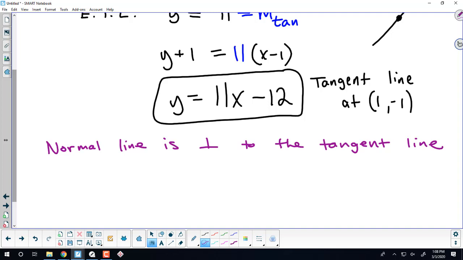Lines that are perpendicular, what's true about their slopes? Opposite reciprocal. Yeah, the negative reciprocal of one another. So that's kind of what you have to remember here. How do we want to say that?